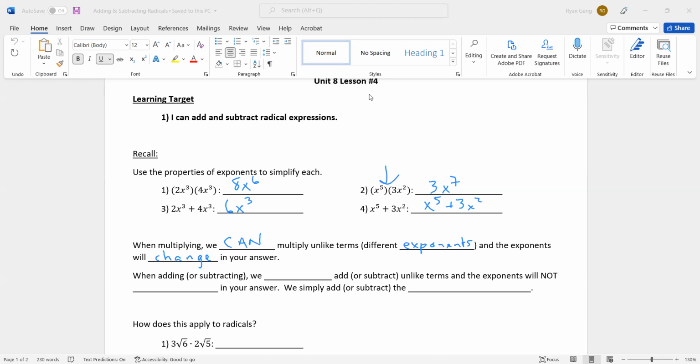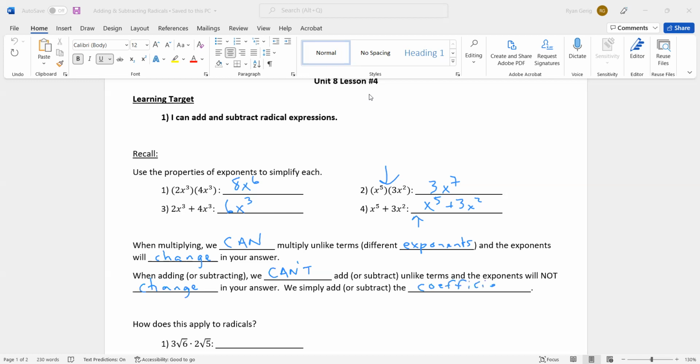Right? When adding or subtracting, which is like numbers 3 and 4, we can't add or subtract unlike terms. That's number 4 here. And the exponents will not change in your answer when you can put them together. So in number 3, I was able to put those together, but the exponent didn't change. All we did was we added the coefficients.